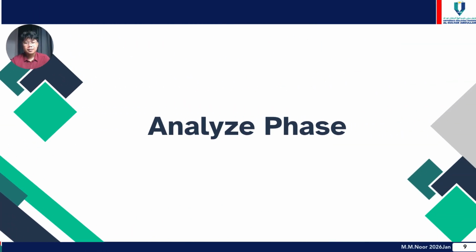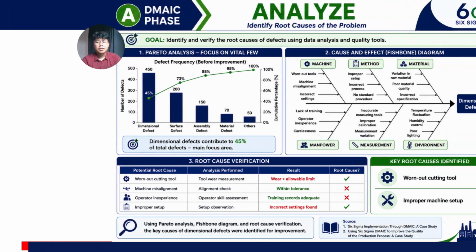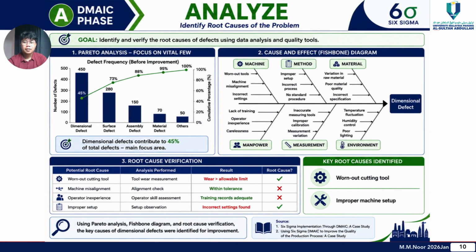Okay, the next one is the analyze phase. Okay, next I will explain the analyze phase in DMAIC. The main objective of this phase is to identify and verify the root cause of defects by using data analysis and quality tools. Okay, first we can look at the left section, which is the Pareto analysis chart.